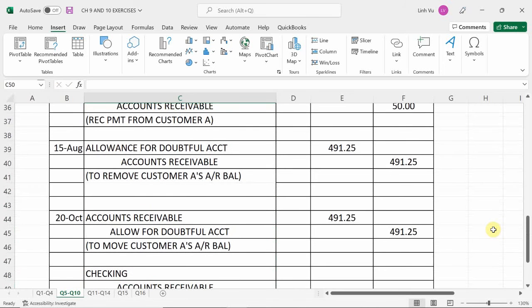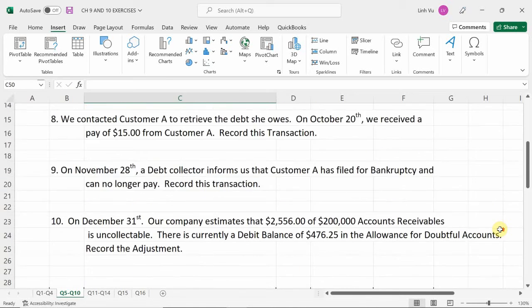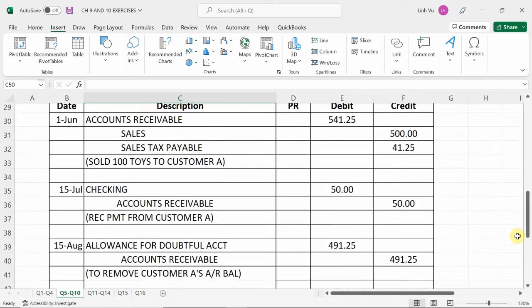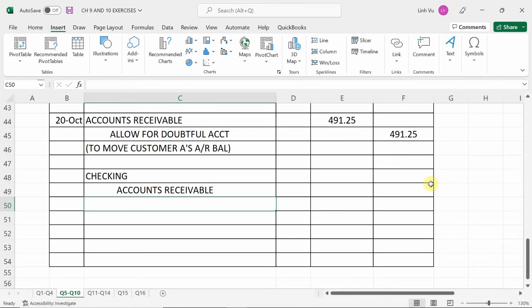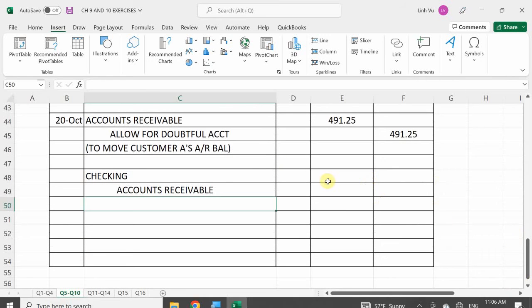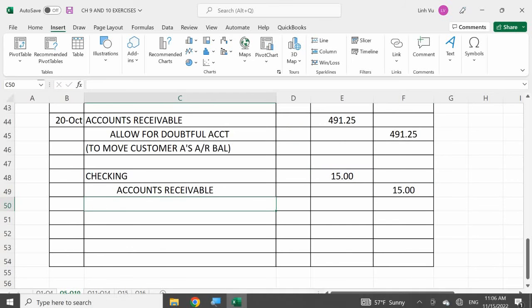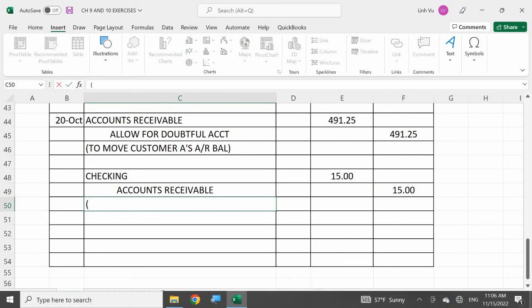So therefore, we end up receiving another check for a total of $15 on October 20th. And of course, we can make a note here saying received payment from customer A.